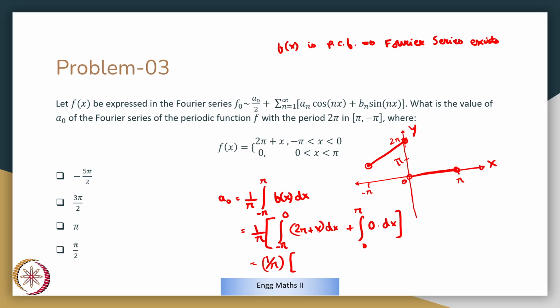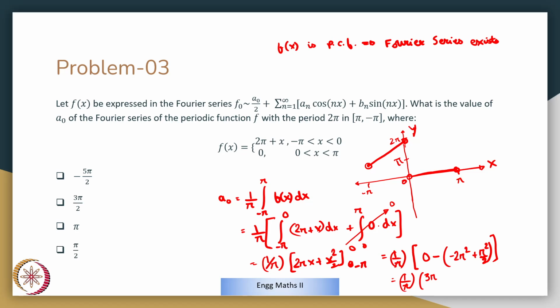So this is 1 by pi times the first, so this term will end up going to 0, and this term becomes 2 pi x plus x square by 2 from minus pi to 0, which is 1 by pi times. For 0 the term is 0, for minus pi it is minus 2 pi square plus pi square by 2, which turns out to be 1 by pi into 3 pi square by 2, which is 3 pi by 2. So we end up with option B.